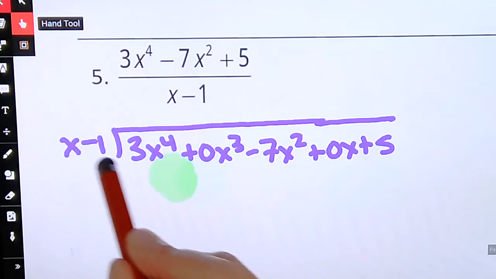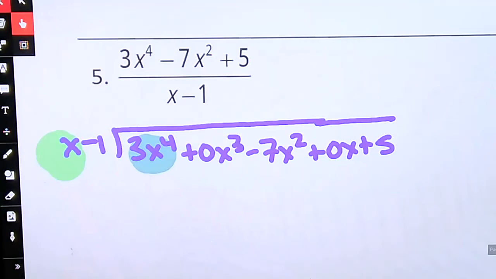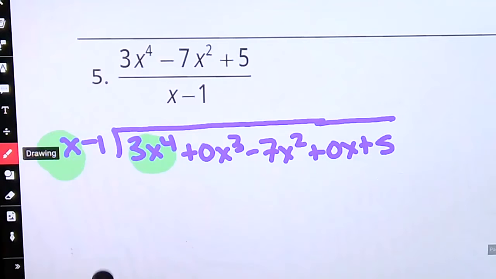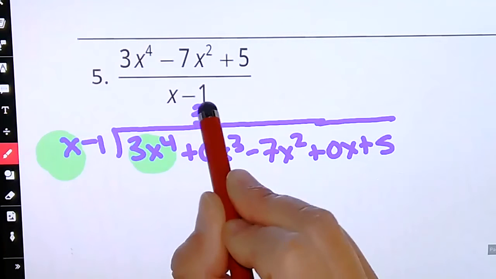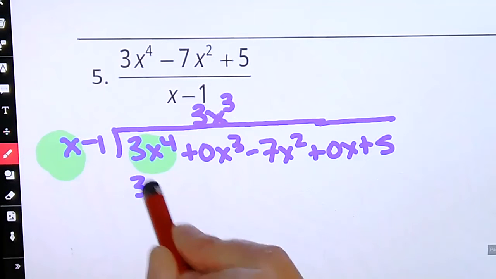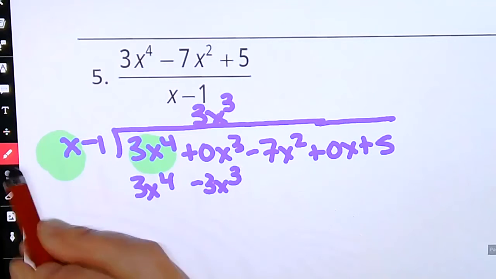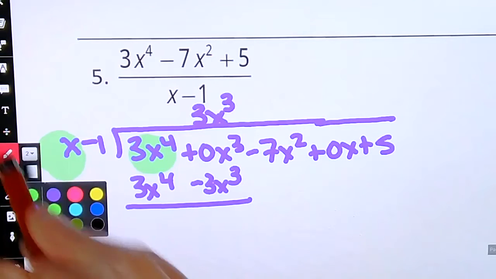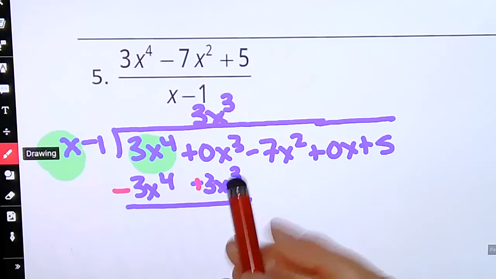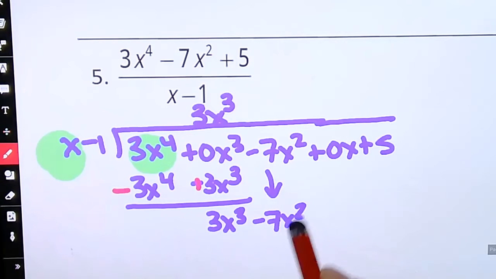And so I'm going to have x into this 3x to the 4th. That's what I'm going to be focusing on. So when I do that, x times what gets me 3x to the 4th? That is going to be a 3x to the 3rd. So I'm going to put it over my thirds. 3x to the 3rd times x is a 3x to the 4th. 3x cubed times a negative 1 is a negative 3x to the 3rd. And then I'm going to subtract. So this is negative, this is plus, and this cancels out. Here I'm going to get a 3x to the 3rd. I'm going to bring down my minus 7x squared.